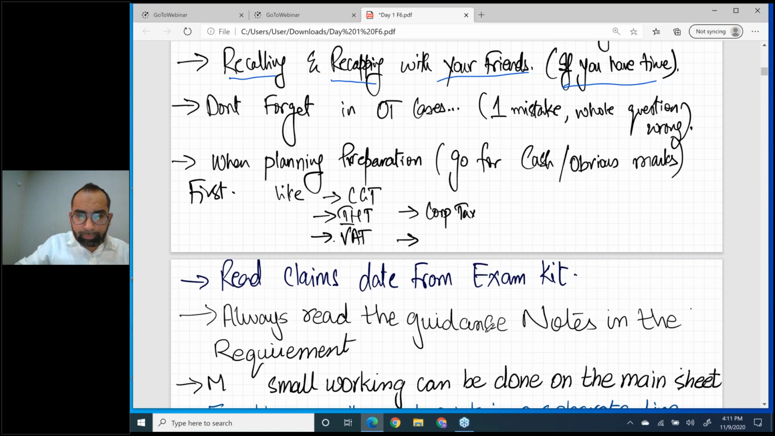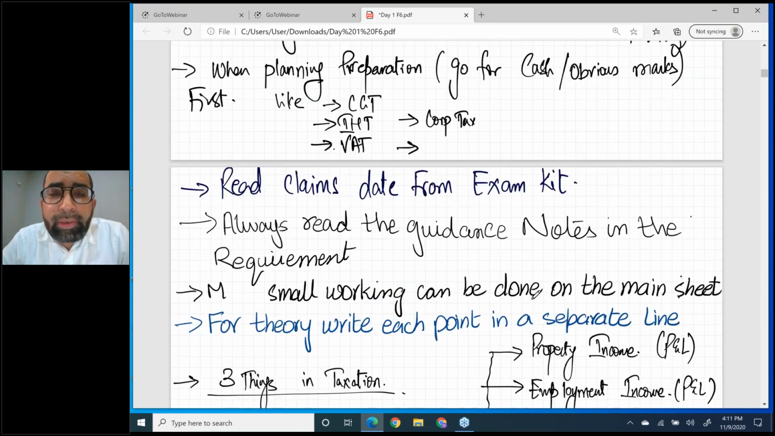Okay, then you must be using the exam kit, and normally students in F6 use the Kaplan exam kit. If you see the starting pages of the Kaplan exam kit, you can see claim dates of different losses, different penalties, self assessment. There are around 4 pages for claim dates. Must read and must learn them, because they are also very cash marks, just marks, right?